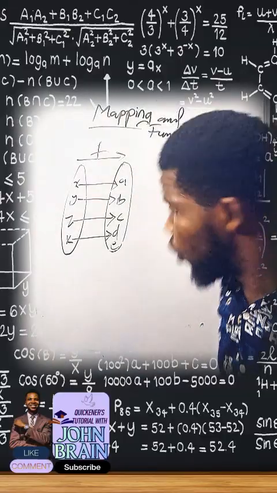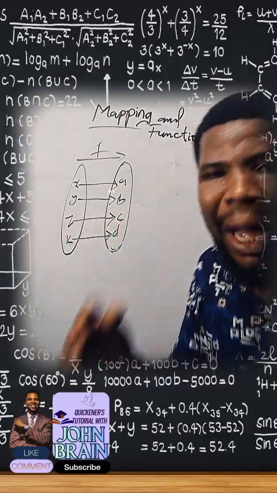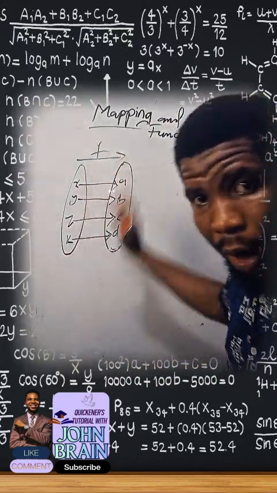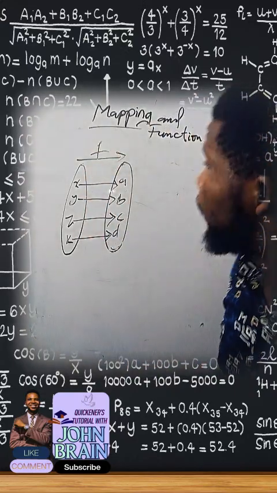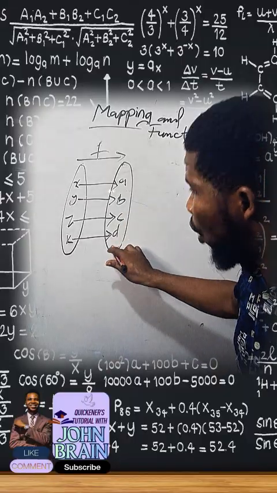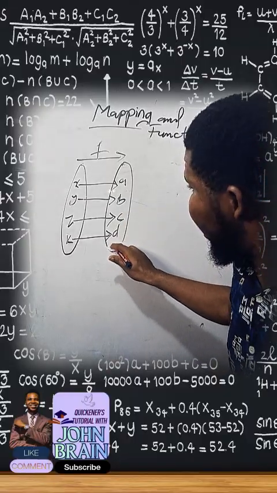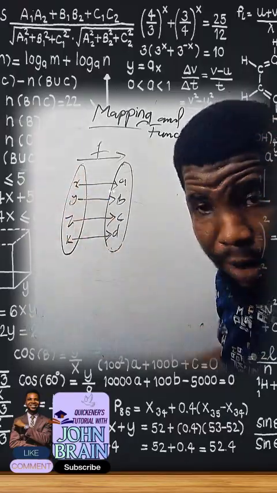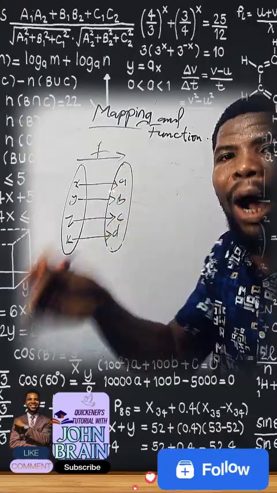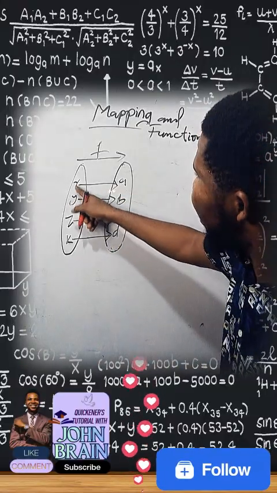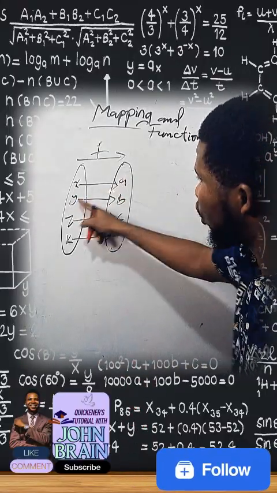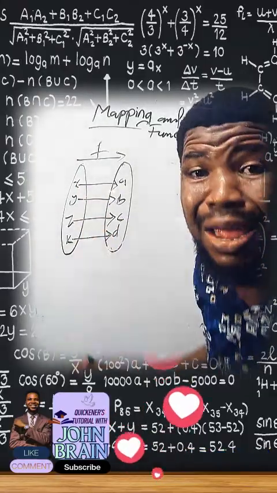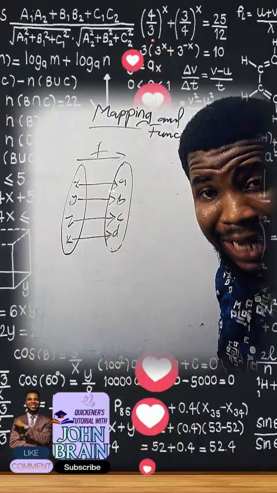Do you understand now? There are some mappings that are both onto and one to one. Like this one now is onto and one to one. Why is it onto? It's onto because there's no extra element that is not an image of the domain. Then why is it one to one? It's one to one because X and Y are not producing the same element. There are no two of them producing the same element. I hope you understand that, right?